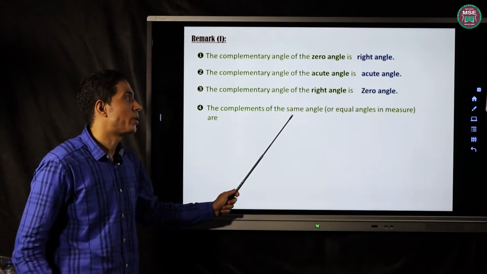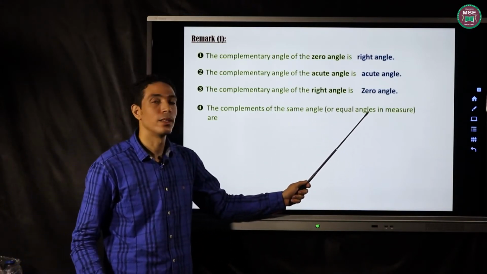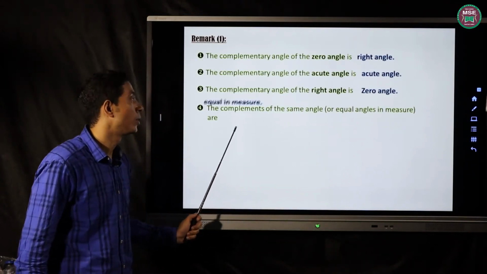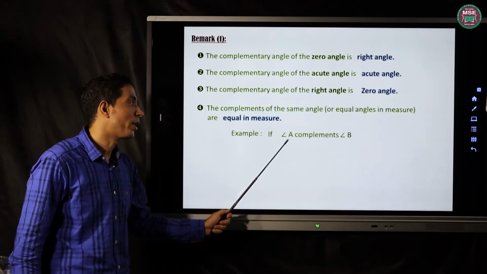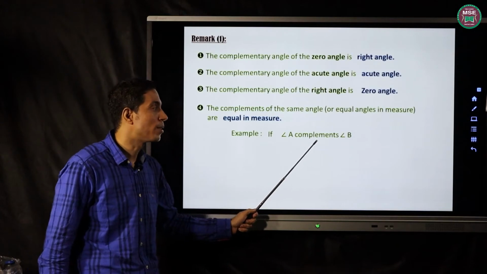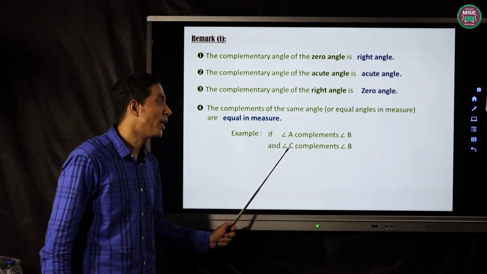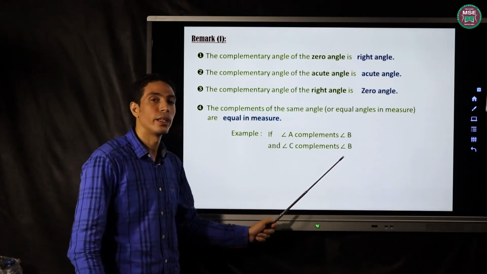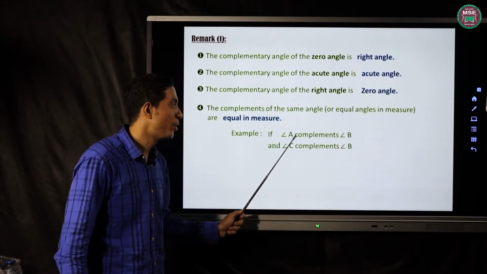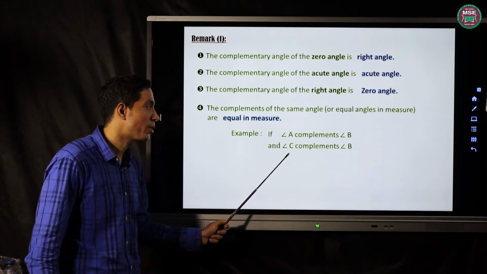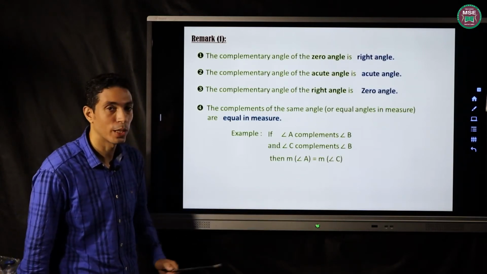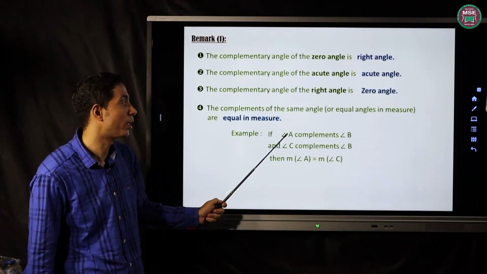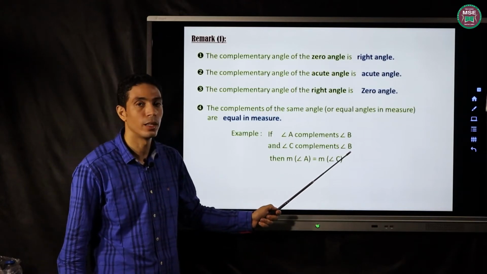The complements of the same angle or of equal angles are equal in measure. Example, if we have angle A complementary to angle B, and angle C also complementary to angle B, then the measure of angle A and the measure of angle C must be equal. Then the measure of angle A equals the measure of angle C, because angle A and angle C are both complementary to angle B.